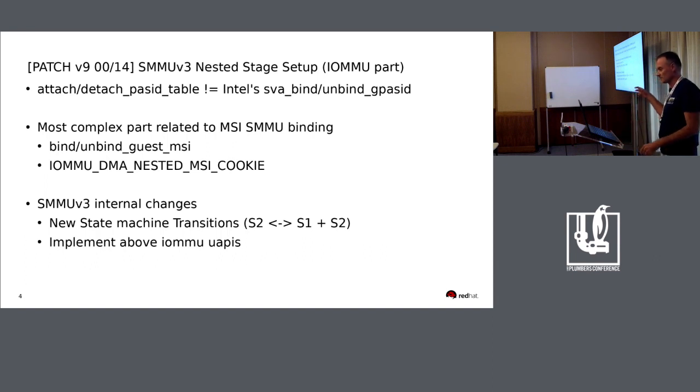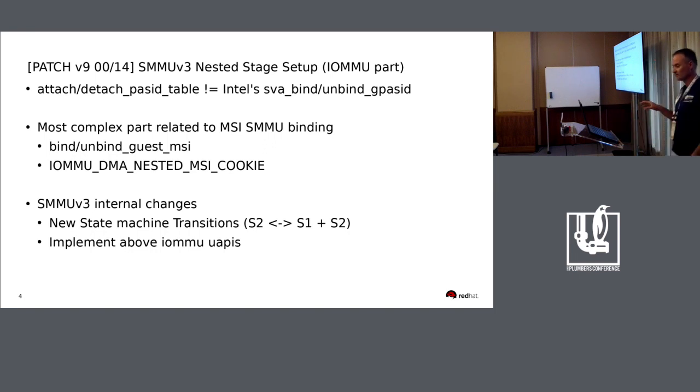So the guest needs to provide its stage one binding of MSIs so that the virtualizer can build a nested binding, stage one plus stage two, that eventually reaches the physical doorbell. This means that I was forced to introduce a special MSI cookie. So it's the complex part, I would say, of the series.